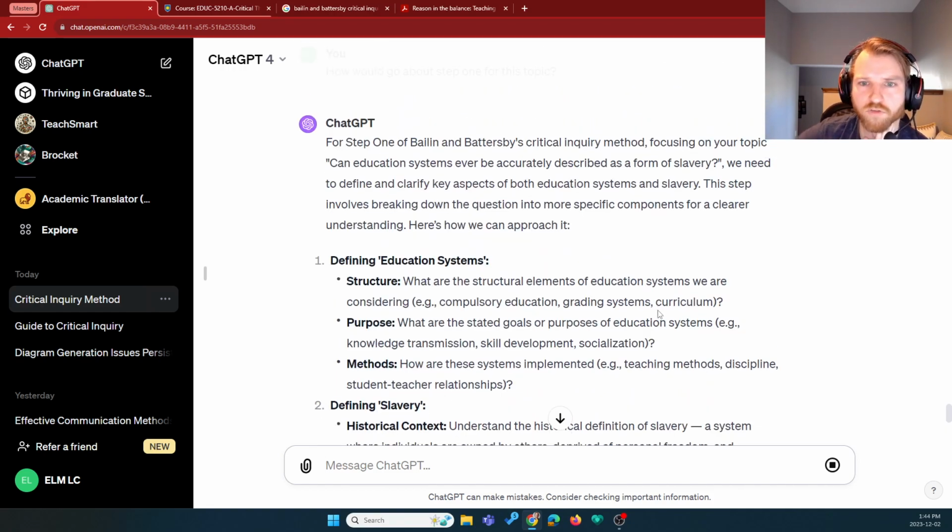Okay, defining education systems. What are the structural elements of education systems we are considering? Compulsory education, grading systems, curriculum. Yeah, those are good questions. What are the stated goals or purposes of education systems? Knowledge transmission, skill development, socialization. Yeah, those are good philosophical education questions. How are these systems implemented? Teaching methods, discipline, student-teacher relationships.